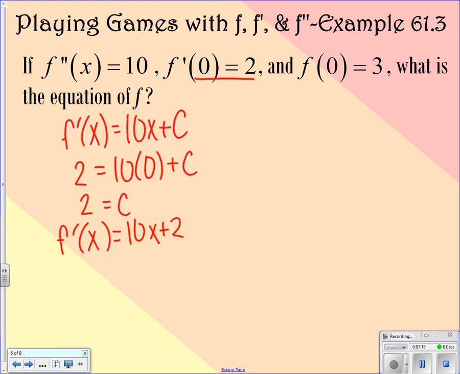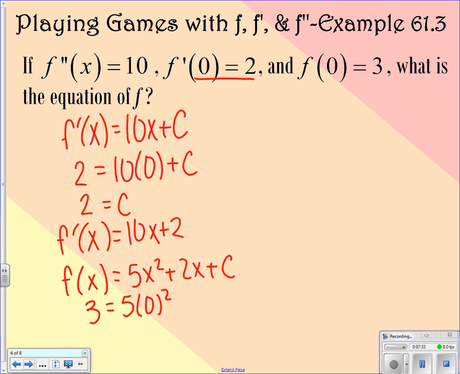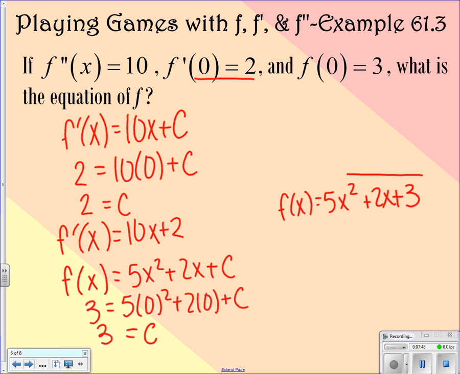And then we can integrate that to get our original function. So that'd be 5x squared plus 2x plus c. And they told us that our function equals 3 when our x value was a 0. So that means that your c value is a 3. And so our original function is just going to be 5x squared plus 2x and then plus 3. And so that's the function there for that one.